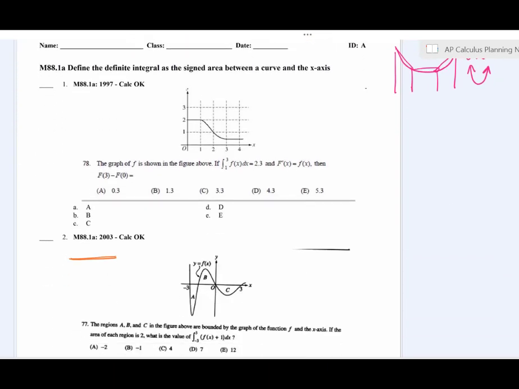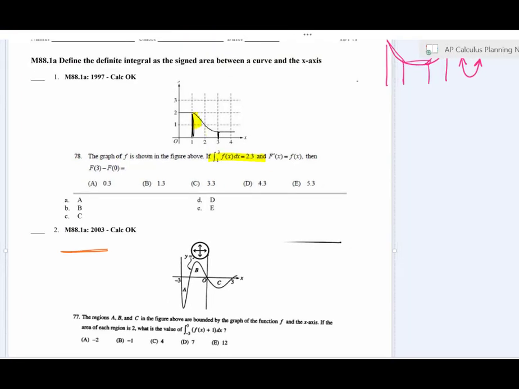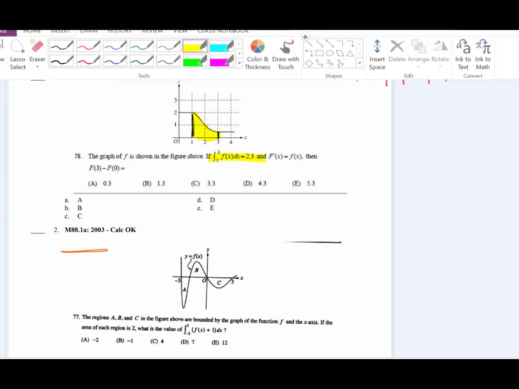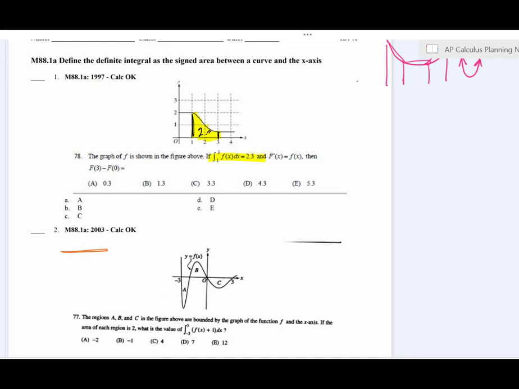Next guy here. We are now moving. Both of these are calc okay. Looks great. The graph of f is shown in the figure above. If the integral from 1 to 3 of f of x, great, love that they're giving us this. It's an ugly curve. Is 2.3. I'm going to actually highlight this. We are like, okay, cool. This makes sense. So that area is going to be 2.3. I'm going to actually write that in here.